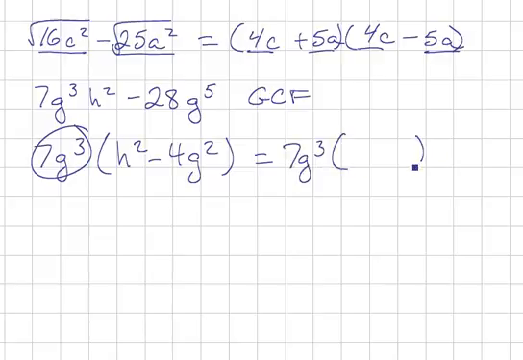And then our two sets of brackets again. Square root of h squared is h. Square root of 4g squared is 2g. One's positive, one's negative. And it doesn't matter if you write negative first and then positive, that makes no difference. Okay, easy as that. So on to the next one.